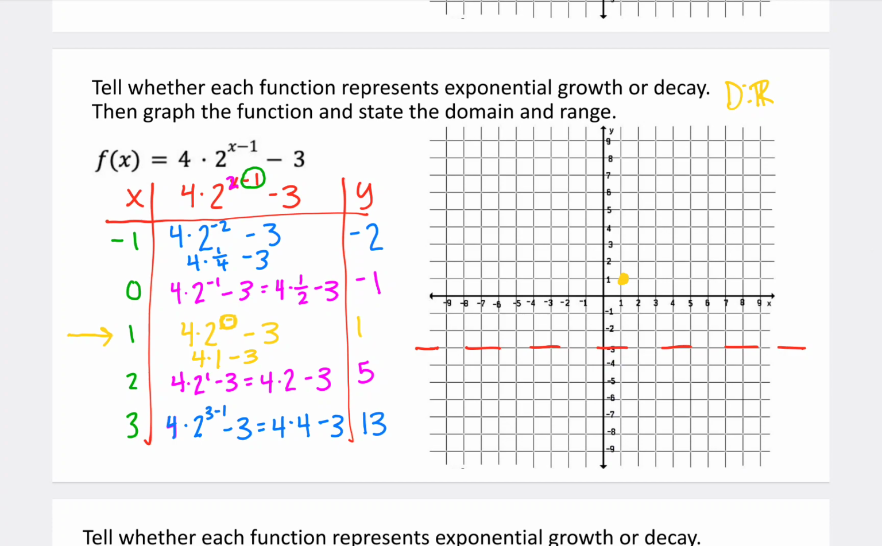All right, and when I go to graph all of these, I've got -1, -2, 0, -1. I already graphed 1, 1. We've got 2, 5, and 3, 13 is going to be off my graph, but I know it's going to be up there. We already knew that my asymptote was going to be -3 by looking at the transformation, so my range is all of those y values are greater than -3.